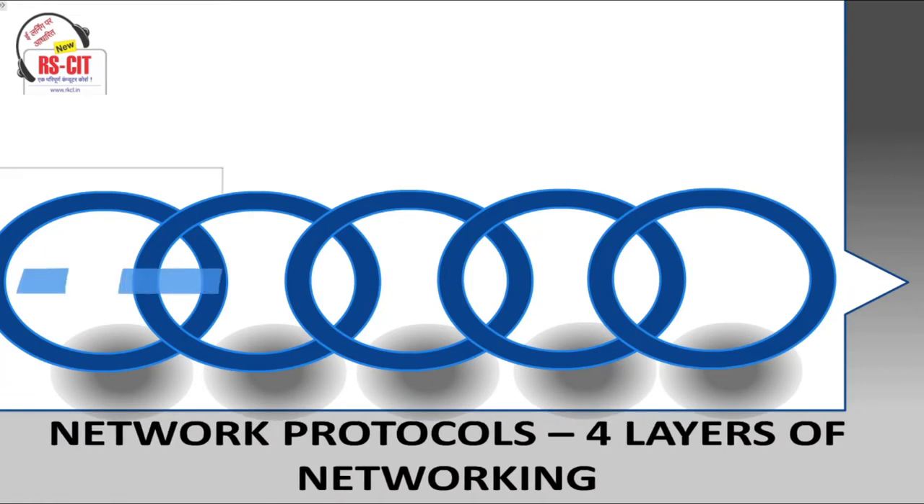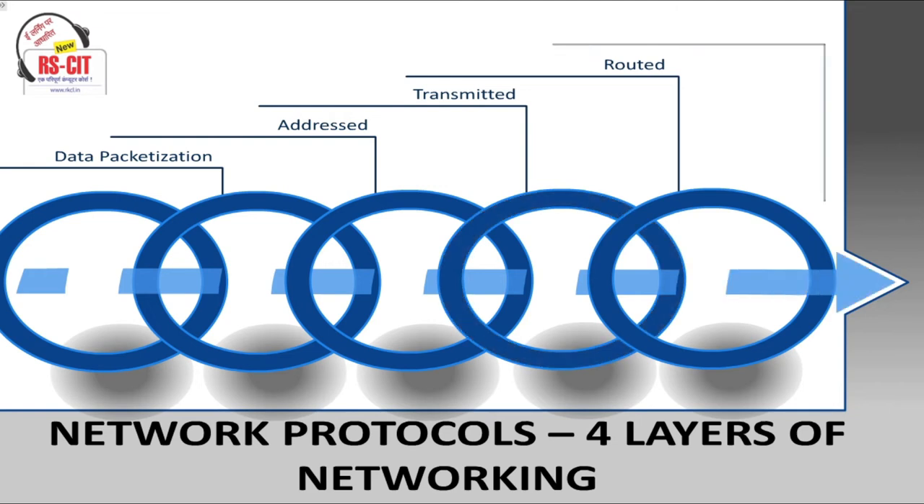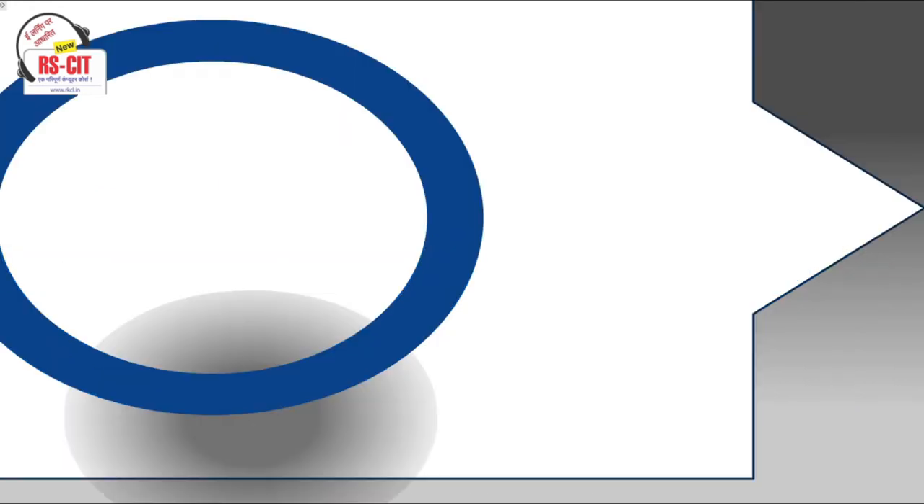Network protocols. Four layers of networking. The Internet Protocol Suite is the computer networking model and set of communications protocols used on the Internet and similar computer networks. It is commonly known as TCP/IP, Transmission Control Protocol, that is TCP, and the Internet Protocol, IP. TCP/IP provides end-to-end connectivity specifying how data should be packetized, addressed, transmitted, routed, and received at the destination. This functionality is organized into four abstraction layers, which are used to sort all related protocols according to the scope of networking involved.